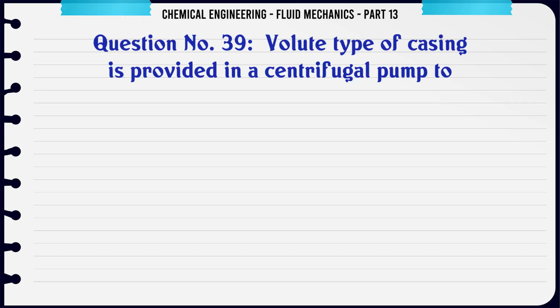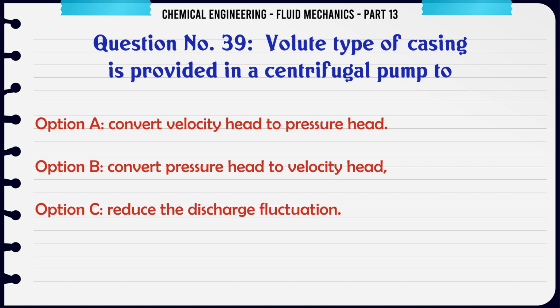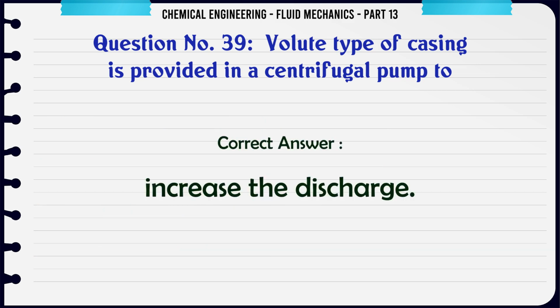Volute type of casing is provided in a centrifugal pump to A. Convert velocity head to pressure head. B. Convert pressure head to velocity head. C. Reduce the discharge fluctuation. D. Increase the discharge. The correct answer is increase the discharge.